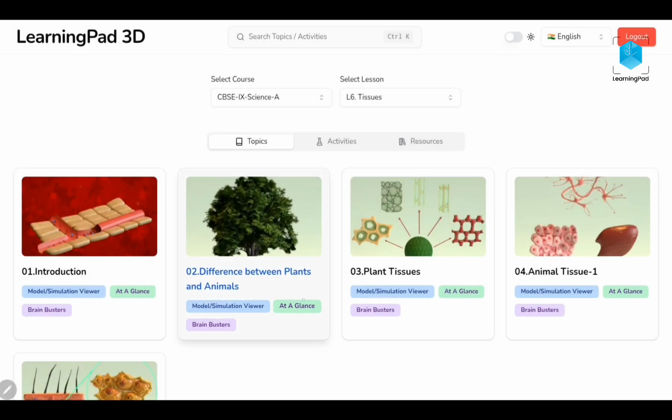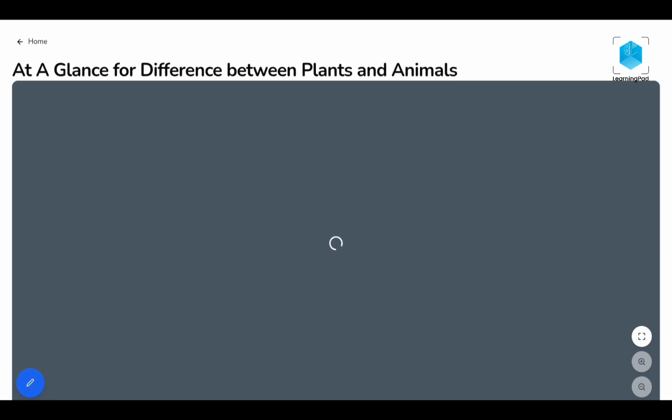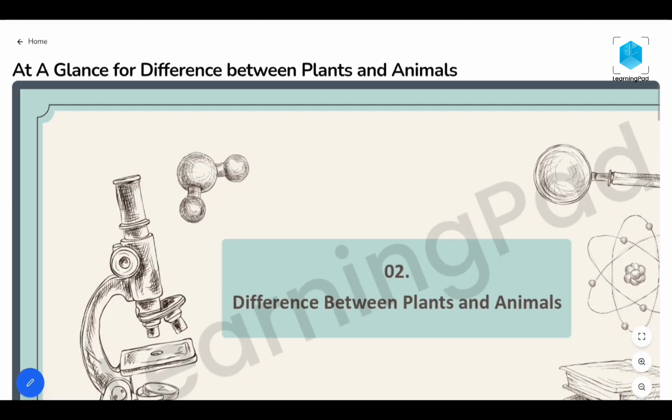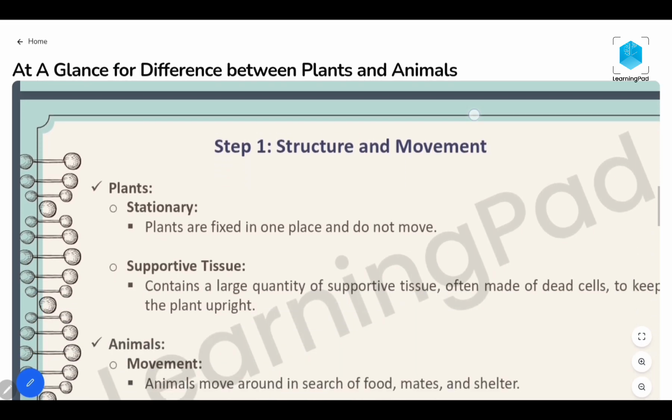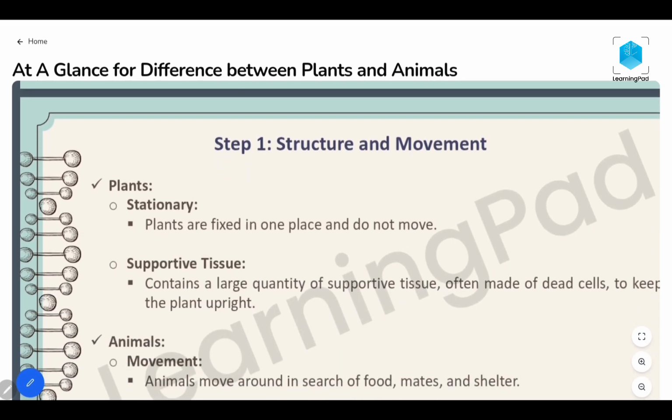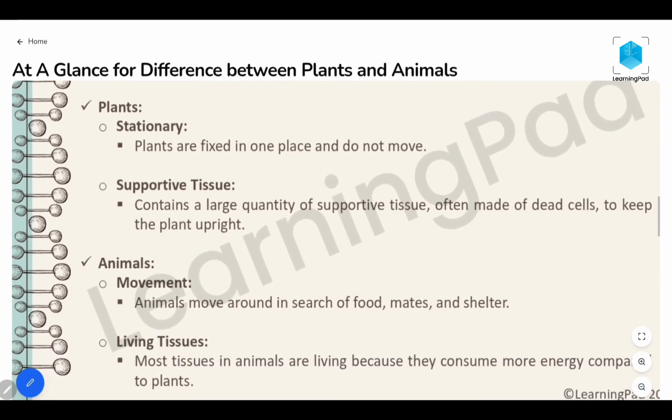To study about the second topic. The second topic about chapter tissues is the difference between plants and animals. Now, under these differences, let us take the first heading as difference between structure and movement. Plants are stationary. It means they do not move from place to place, and the tissue present in plants, that is supportive tissue, is often made of dead cells to keep the plants upright.